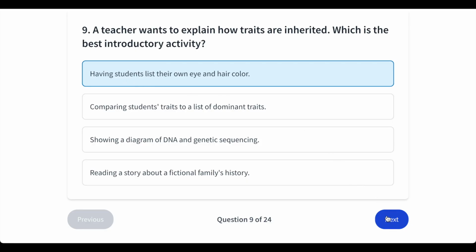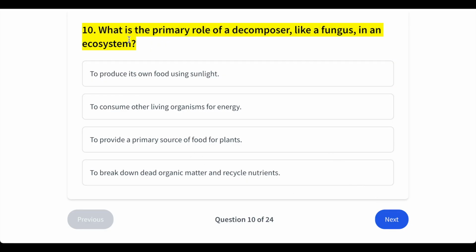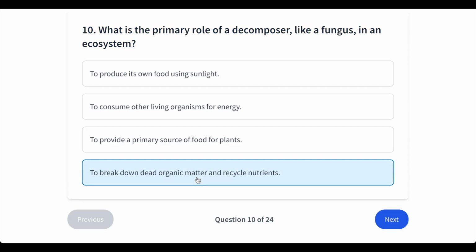All right, question 10 asks, what is the primary role of a decomposer, like a fungus, in an ecosystem? All right, I'm going to go with option D. This is the core concept in life science, as decomposers are essential for returning vital nutrients right back into our soils.